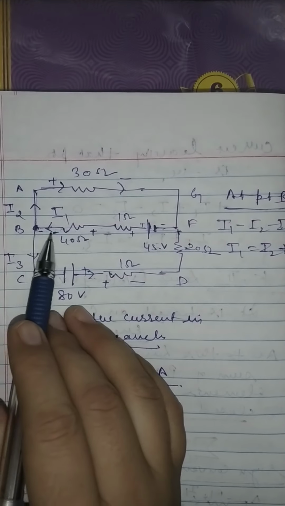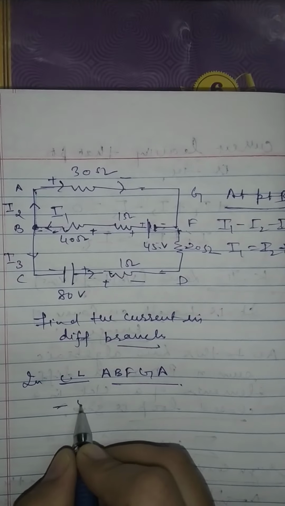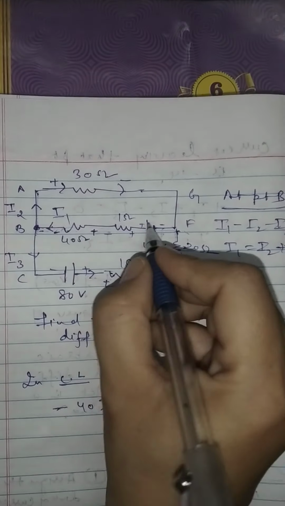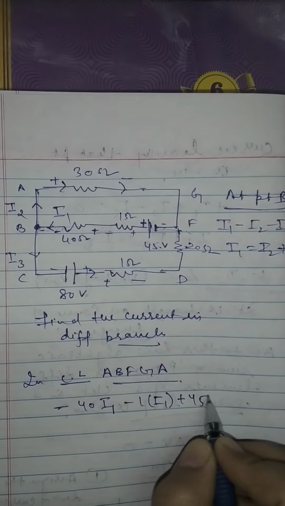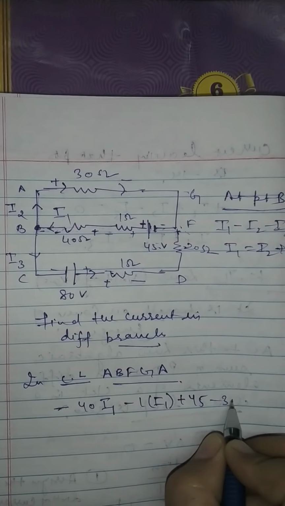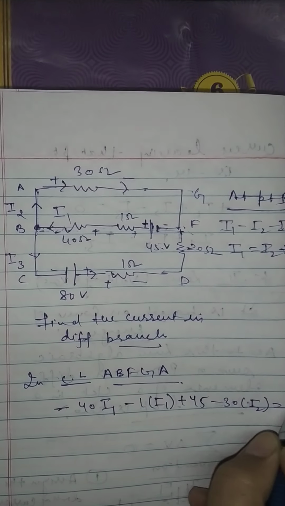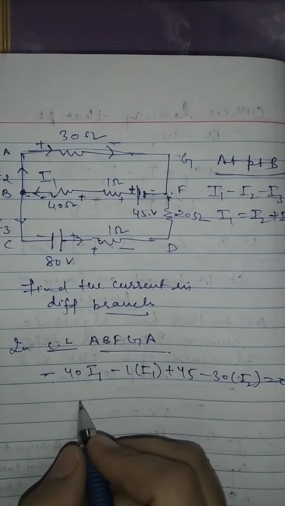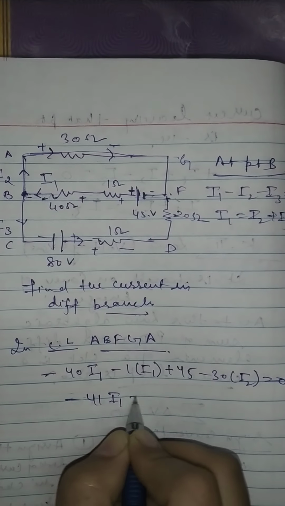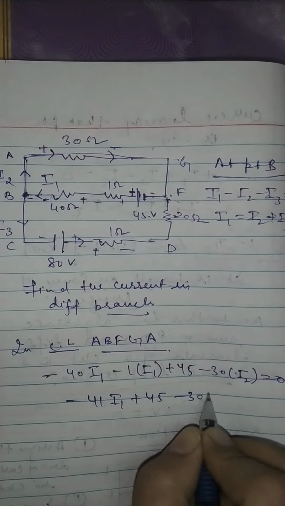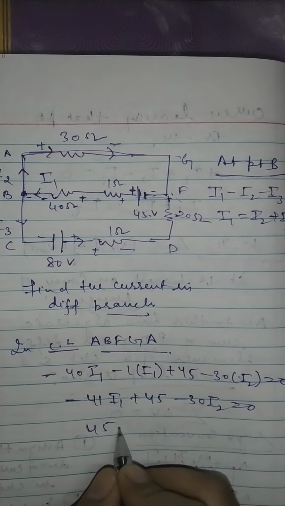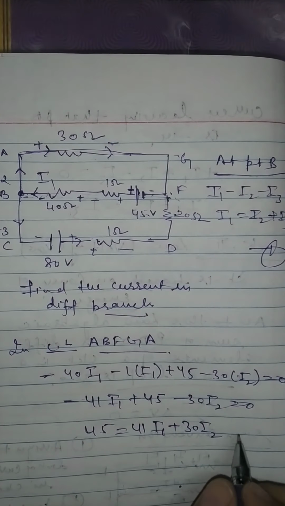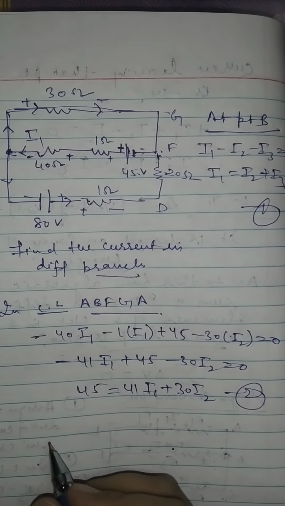So in A, B there is no element. B to F, here negative: minus 40 into I1, this is minus 1 into I1, the first sign here is plus 45, there is no element here, then it is minus 30 into I2. How much current is in this branch? I2. So it becomes minus 41 I1 plus 45 minus 30 I2 equals 0. So 45 equals 41 I1 plus 30 into I2. This is one equation, and now I need the second equation.